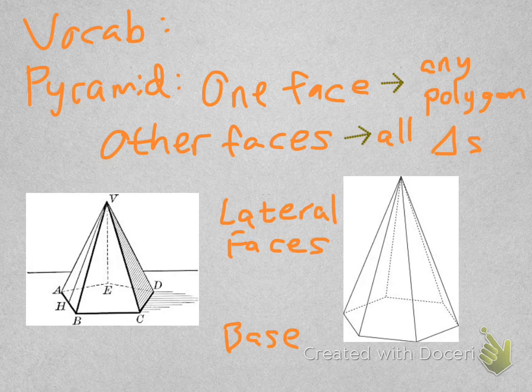So those are pyramids. Now the base is that one face, if you will. It's the one face that I'm referring to right there, which is the one that can be any polygon. Okay, so that's the base. The lateral faces are basically all of the triangles, or all of the walls of that pyramid. Okay, so that's the little vocabulary, just so you can identify what I'm talking about when I say lateral faces and base.